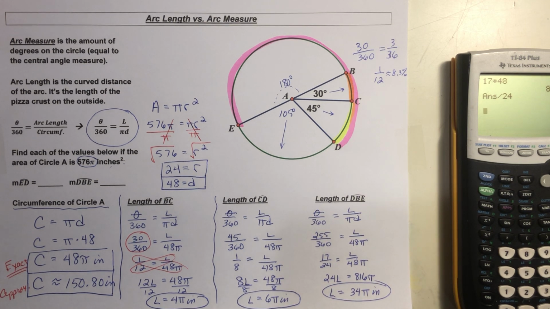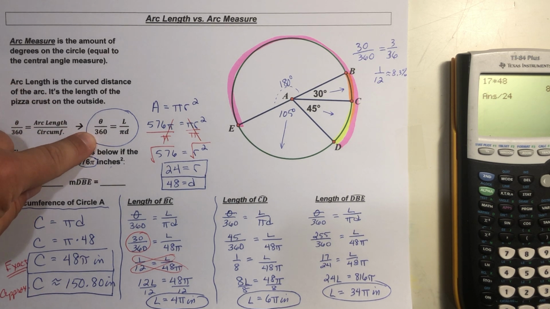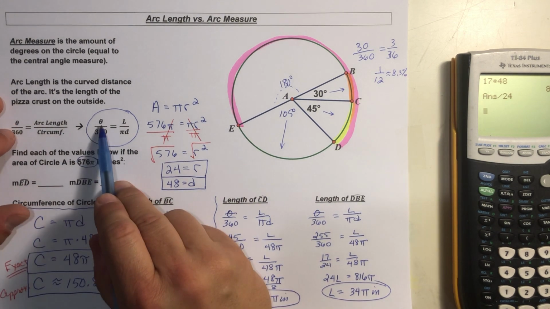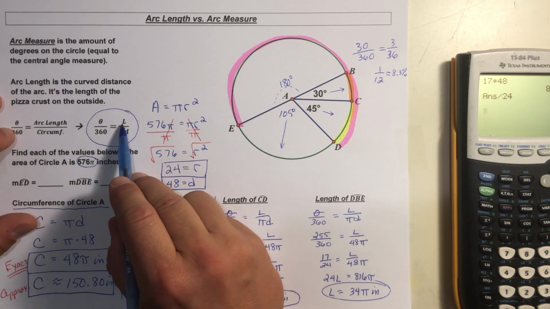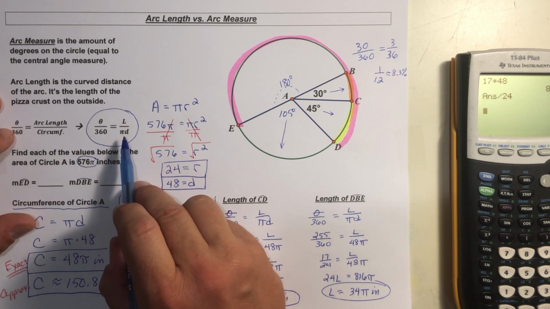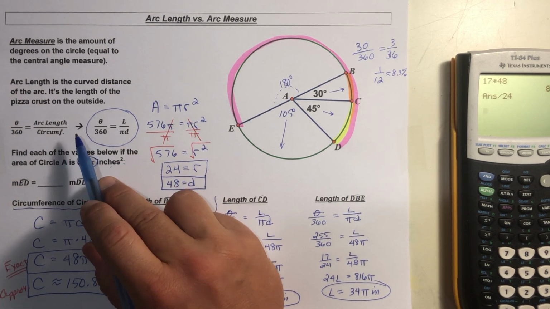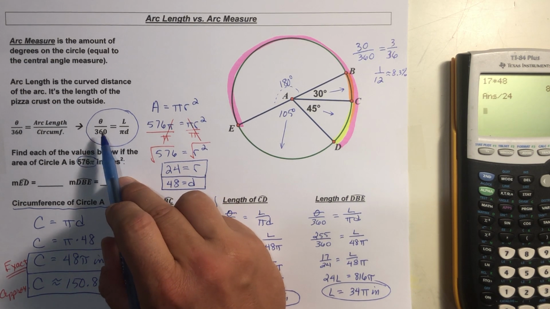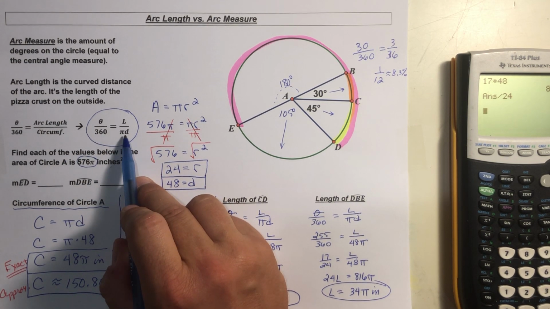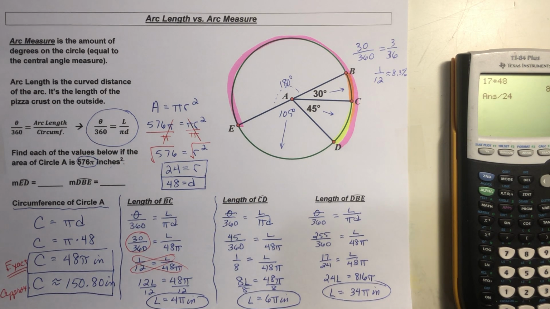Okay, ladies and gentlemen, to quickly recap, arc measure, degrees. Arc length, we're going to use this particular formula and use a proportion to solve. What are the components? Theta, which is the central angle or arc measure. L we're using as a variable for arc length. And pi d is your circumference. Last idea, part of the degrees is to all of the degrees, as part of the circumference is to all of it. I hope this helps, ladies and gentlemen. Let me know.